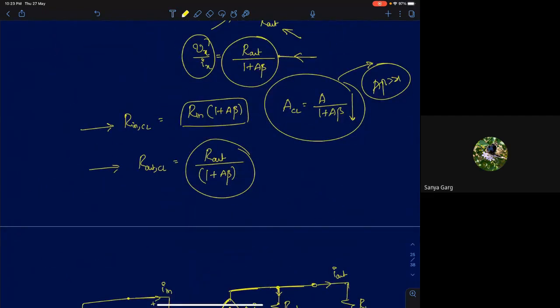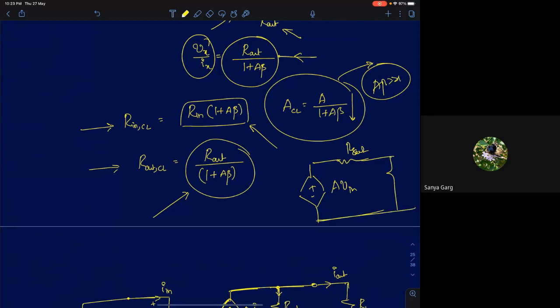And we are seeing here that the input resistance is increasing. Similarly, for an ideal voltage amplifier, as far as the output is concerned, we can represent this amplifier as a voltage source and a resistance in series.